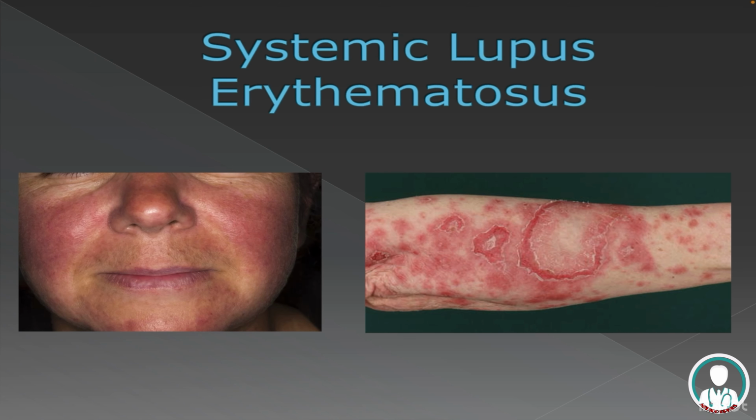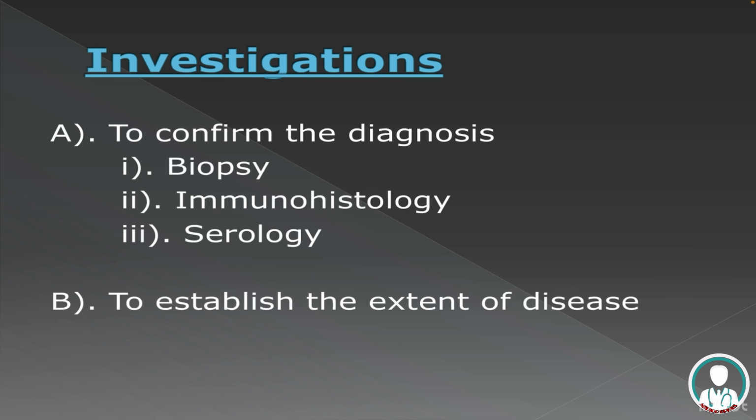Now let's begin with systemic lupus erythematosus. Again, the investigation can be broadly categorized into two groups. First one, to confirm the diagnosis, and second one, to establish the extent of disease. To confirm the diagnosis, we have biopsy, immunohistology and serology.